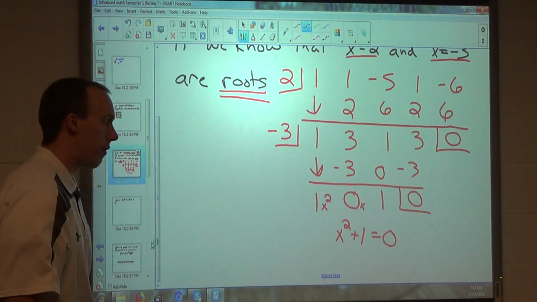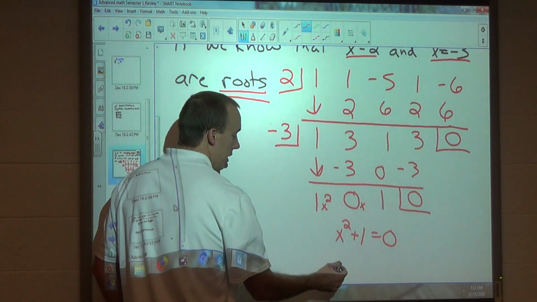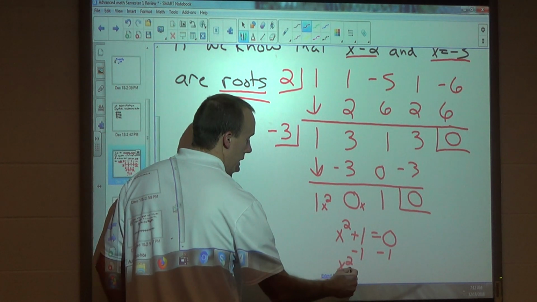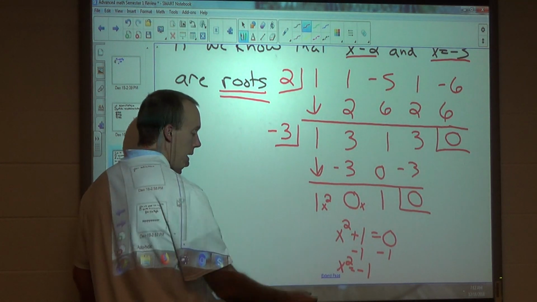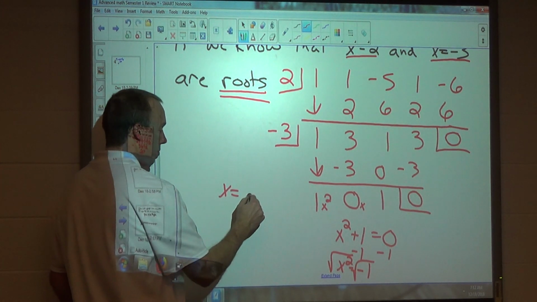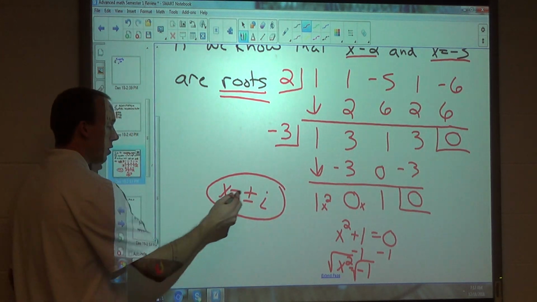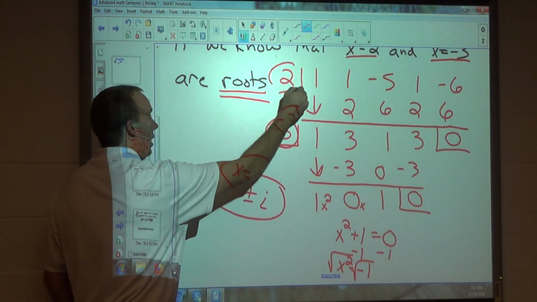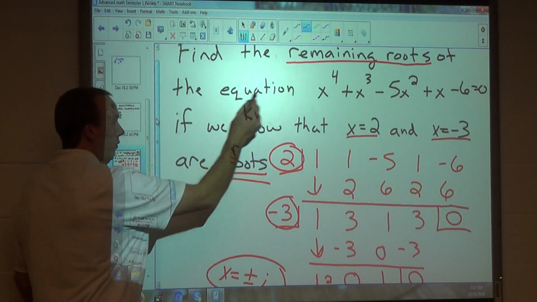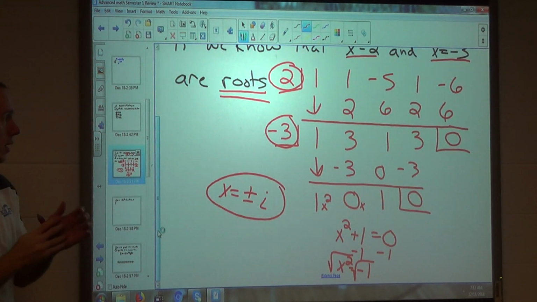And then I got to solve that or factor that. Now that doesn't factor because that's not the difference of two squares, this would be the sum. So I can't factor, but I can just move the 1 over. And I get x squared equals -1. And then after that, I can square root, and x equals plus or minus square root of -1, we know is i. So there's two answers there. Here's number 3, and there's number 4. Okay, and that is the 4 solutions or roots on this problem.